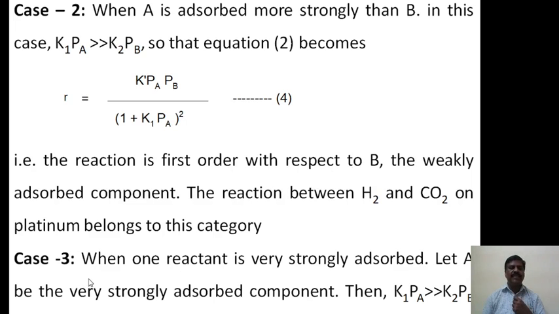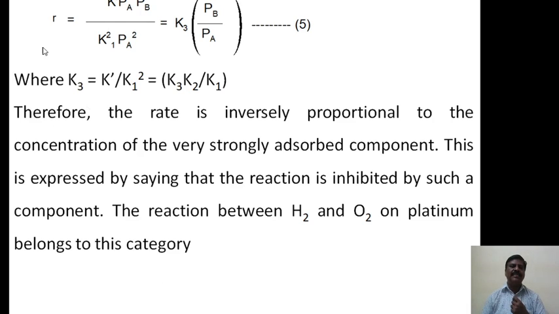Then case 3, when one reactant is very strongly adsorbed. Let A be the very strongly adsorbed component, then K1 PA is greater than K2 PB, and K1 PA is much greater than 1, then equation 2 becomes R is equal to K prime PA PB divided by K1 square PA square, and this can be written as K3 PB divided by PA. This is called equation number 5, where K3 is nothing but K prime divided by K1 square. This can be written as K3 K2 divided by K1.